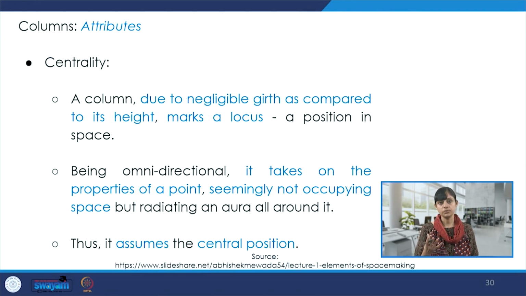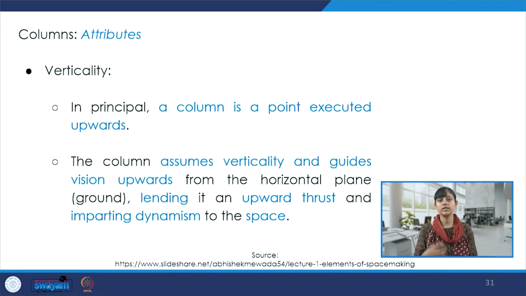So now the attributes, if we are talking about columns, the important one has to be the centrality. Because of its negligible girth as compared to its height, the column becomes a positive space, it marks a locus. And it takes on the properties of a point, seemingly not occupying space. And it assumes the central position. Talking about verticality, a column is a point extended upwards, and it assumes verticality and guides vision upwards.